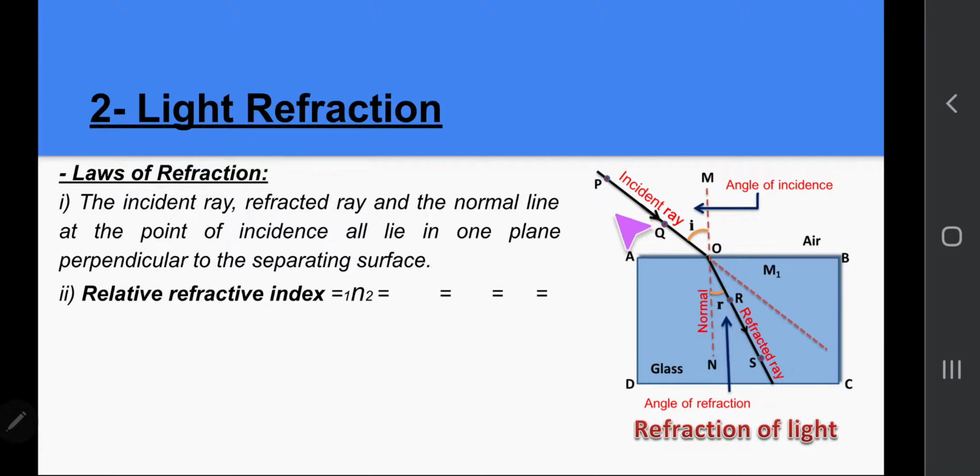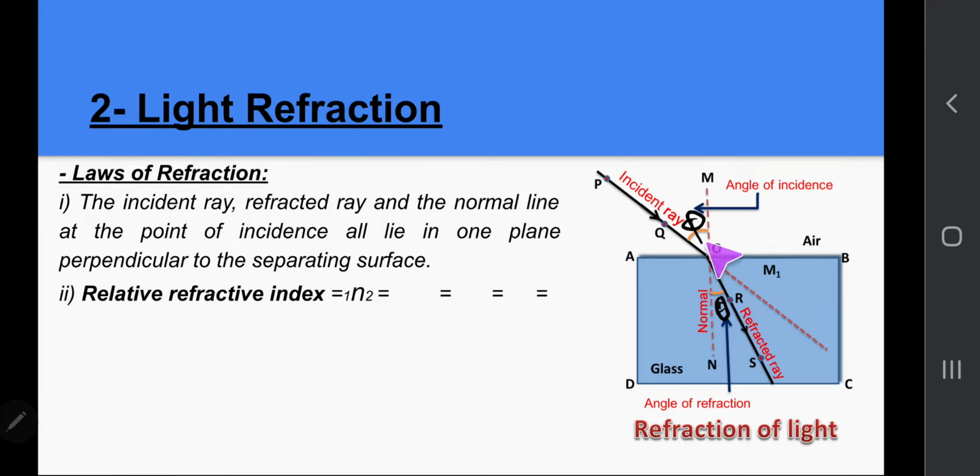Okay? Between the incident ray and the normal line at the point of incidence, this is phi, the angle of incidence. And between the normal line and the refracted ray, this is theta. Theta doesn't equal phi, okay?